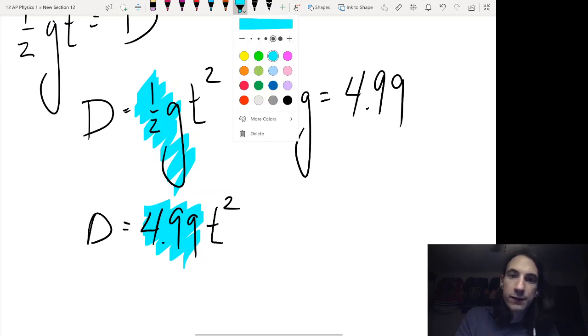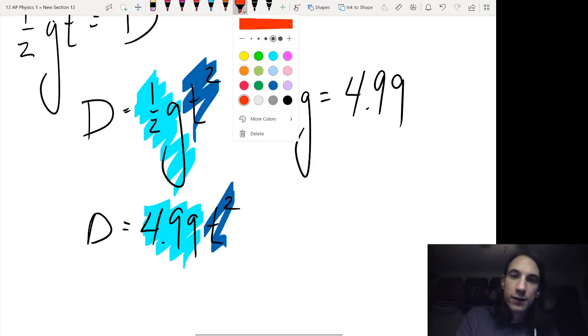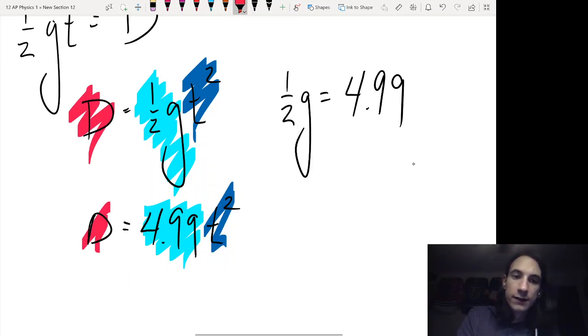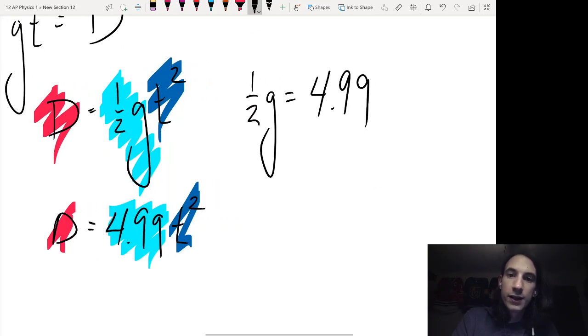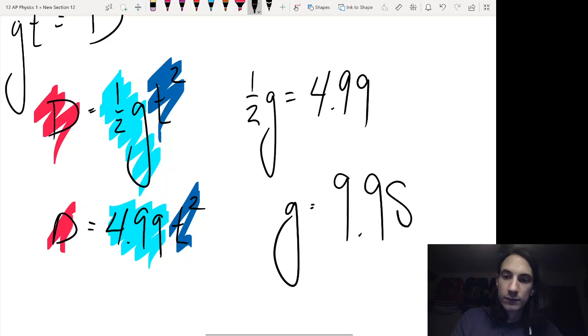Because this was t squared, this is t squared, this is d, and that's d. So really our slope has to equal this missing piece, this 4.99. So if we want to solve for g, g is equal to 4.99 times 2, which is something I should be able to do in my head. But alas, let's do 9.98. And that's how we do it.